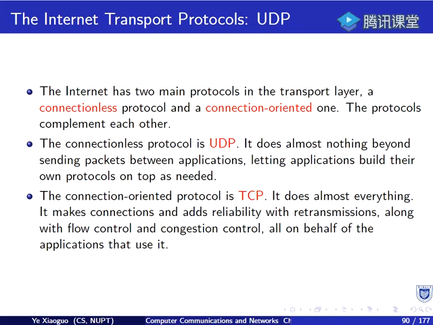The other is TCP. TCP is a connection-oriented protocol. It does almost everything. It makes connections and adds reliability with retransmission, along with flow control and congestion control, on behalf of the applications that use it. So the internet has UDP and TCP in the transport layer. UDP is simple, while TCP can do almost everything.